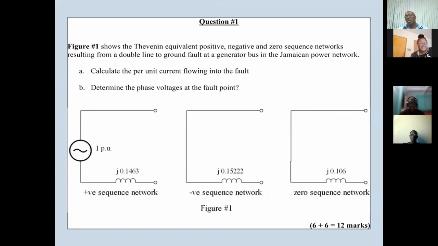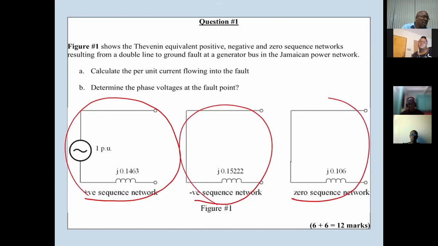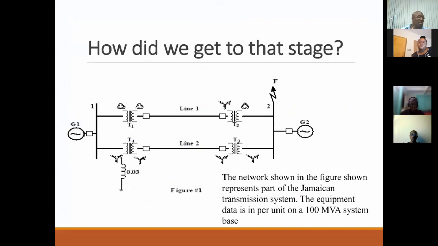So this is what you had on your final assessment. That's the question you had. You were asked to find the per unit current flowing into the fault. You were asked to determine the phase voltages at the fault point, etc. So I gave you those three networks. The big question is, how did you get to that stage? Because here is the question.